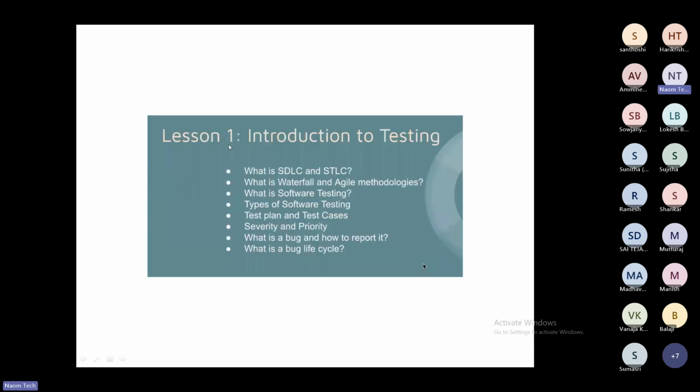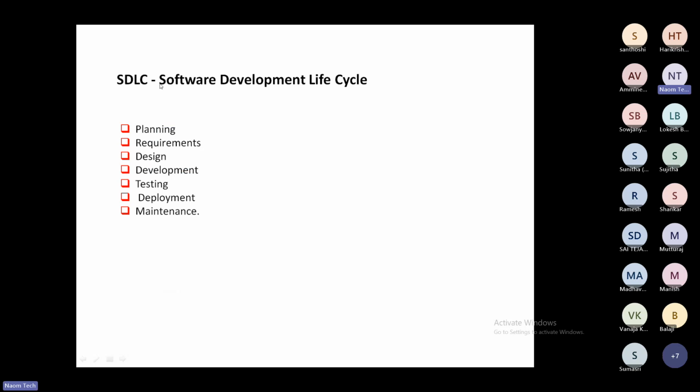So what does SDLC mean? Software development life cycle. When you are developing a product in any organization, it has to follow a life cycle, which is what we call in software terms SDLC, software development life cycle, and it has a series of phases.